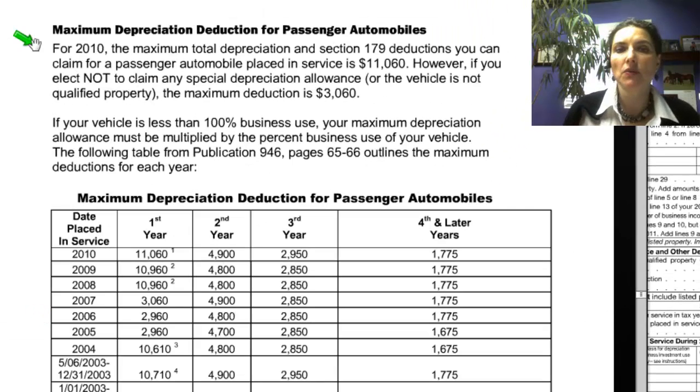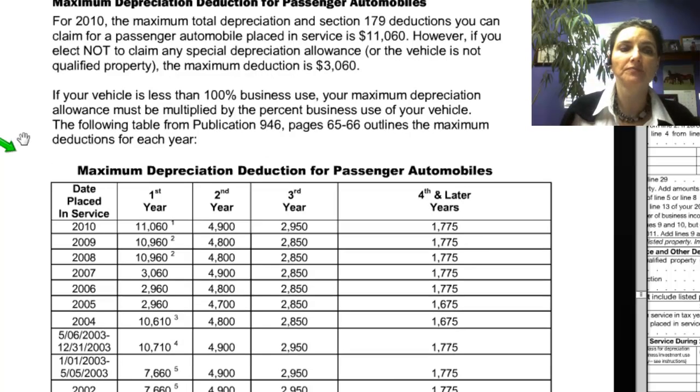Maximum depreciation deduction for passenger automobiles. For 2010, the maximum total depreciation and Section 179 deductions you can claim for a passenger automobile placed in service is $11,060. However, if you elect not to claim any special depreciation allowance or the vehicle is not qualified property, then the maximum deduction is only $3,060. If your vehicle is less than 100% business use, your maximum depreciation allowance must be multiplied by the percentage business use of your vehicle. The following table from Publication 946 on pages 65 through 66 outlines the maximum deductions for each year.